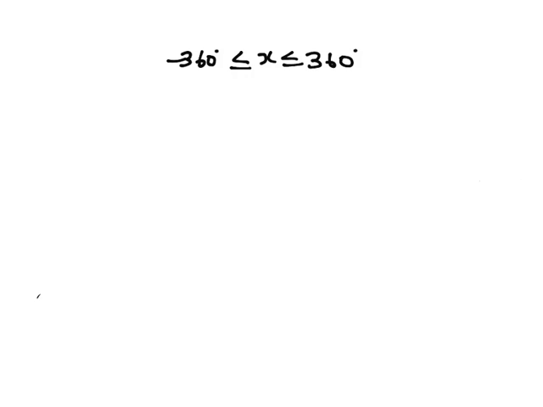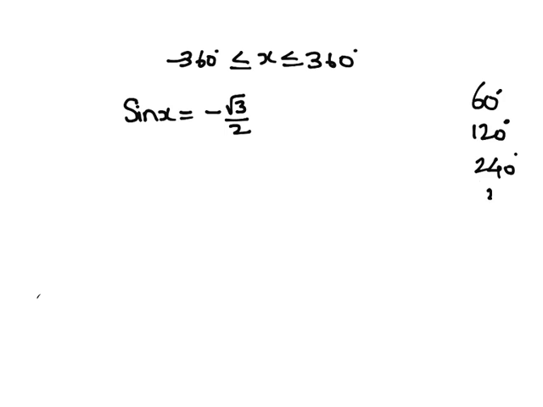Okay, let us solve one more problem. Let's say sine x equal to minus root 3 upon 2. Now we know that we get root 3 upon 2 when it is sine 60. So 60 degrees, 120 degrees, 240 degrees, and 300 degrees. That means x has to be, since sin x is negative here, in the third and fourth quadrant. So 240 degrees and also 300 degrees.